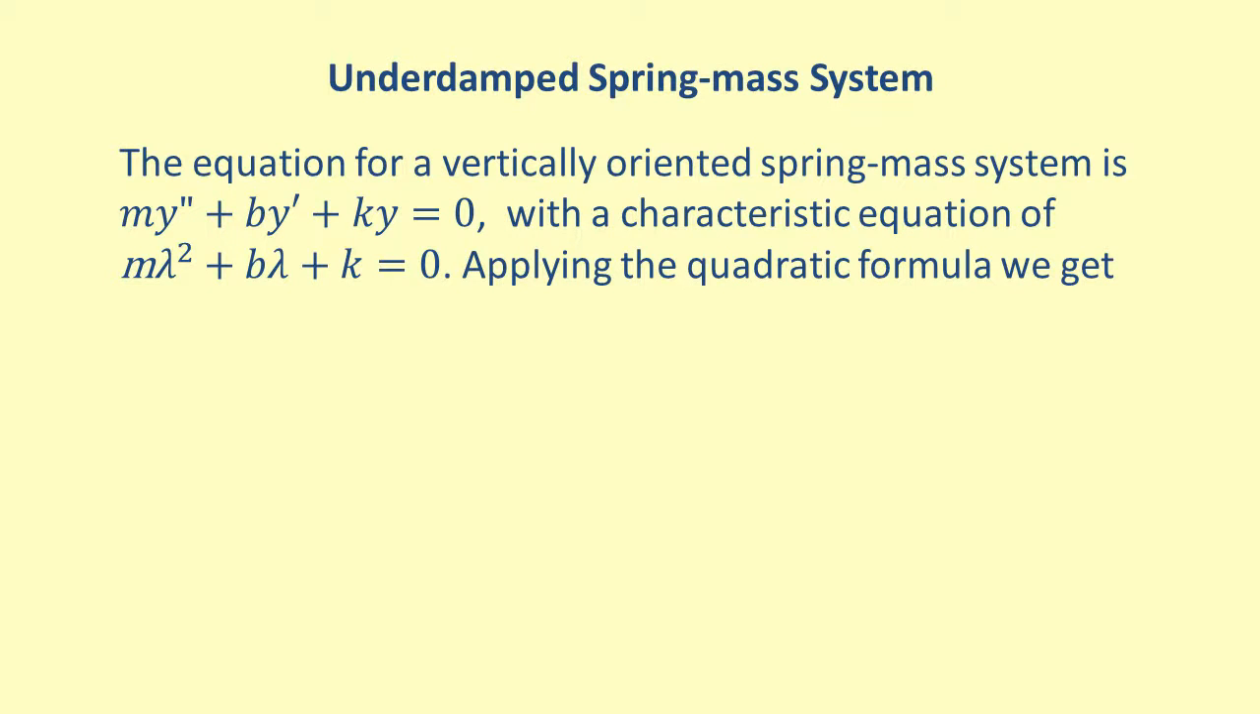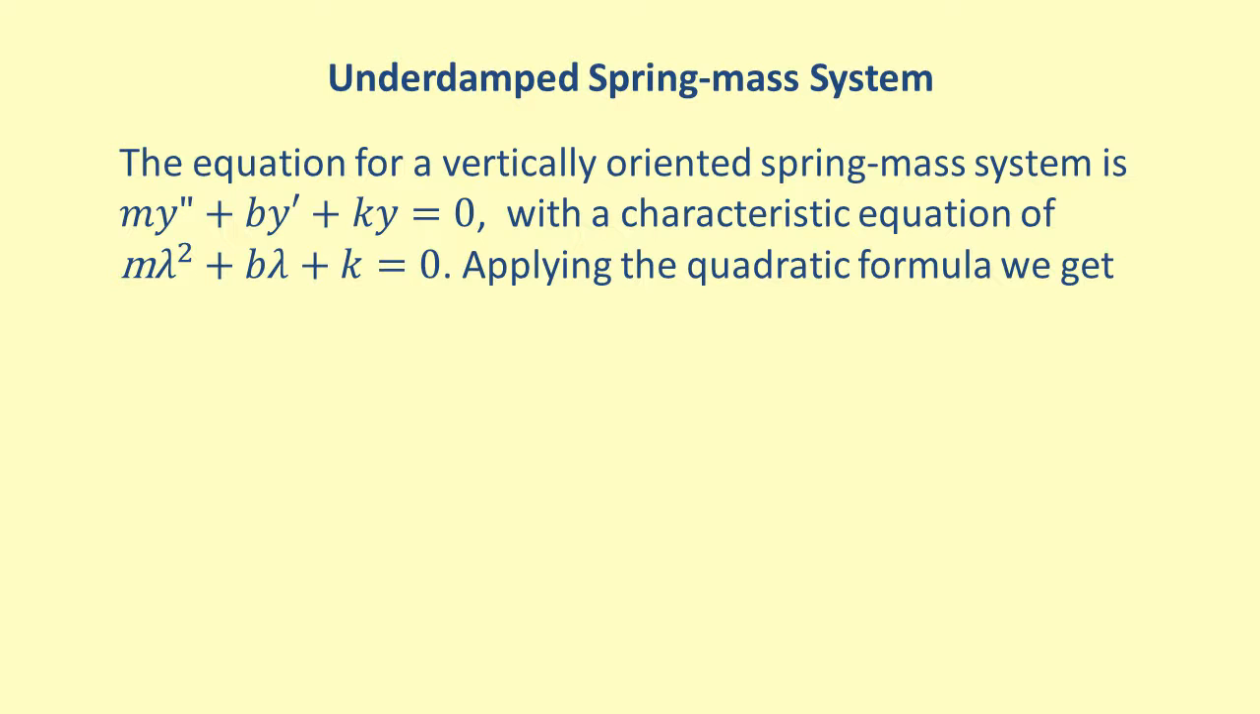Imagine a spring hanging down with a weight at the bottom. If you pull it out of equilibrium and let it go, the equation for its motion is a simple harmonic oscillator that can be expressed as a second-order differential equation. The characteristic equation is m lambda squared plus b lambda plus k equals 0.